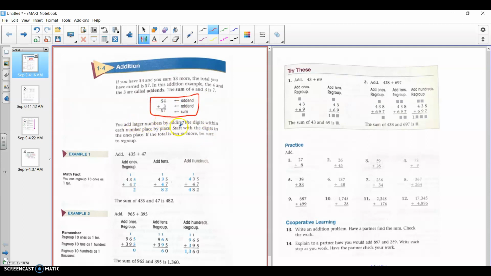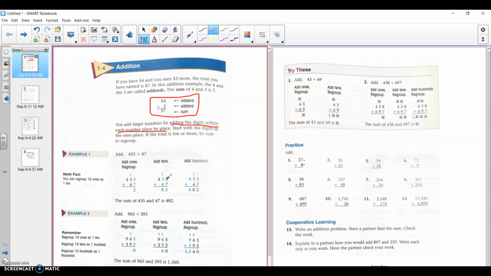You add larger numbers by adding the digits within each number place by place. So remember, we were learning place values. They're all going to be whole numbers for today's lesson, which means all numbers have decimals, and all the decimals will be on the right side. You will see there are no decimals here, but remember, every number has a decimal, and all you would have to do is line those up. But what I'm trying to get to is adding the digits within each number place by place. That's the biggest thing that you're going to go to today.